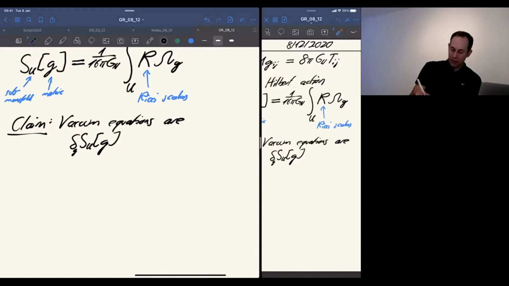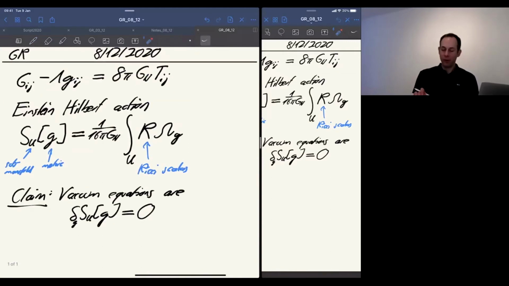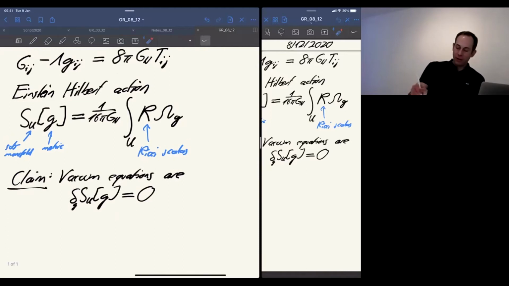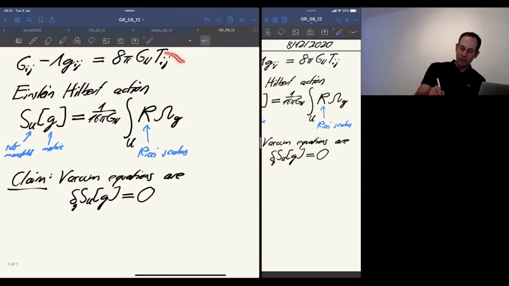And require that this gives 0. I will just in a minute explain what the variation means in this case. But the idea is that the Einstein equations are now expressed in a simpler form, if you like. So the form is simpler in the sense that, in this formulation here, you can count how many equations we actually have.